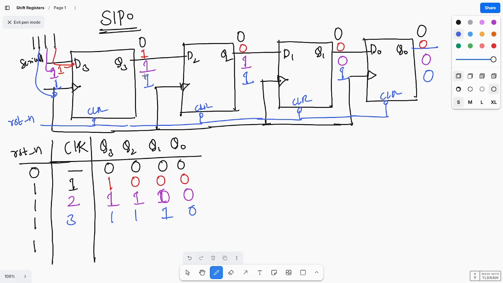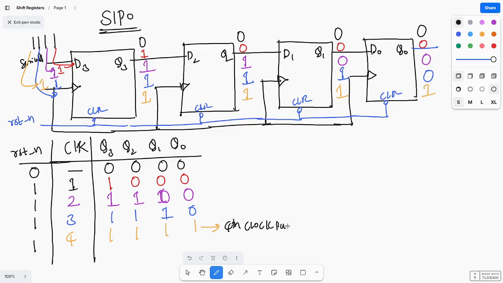At the fourth clock pulse, what happens? This will be loaded here, and this one will come here, and this one will be shifted. So here one you are getting, and this one will be shifted. At the fourth clock pulse, all ones you will get.